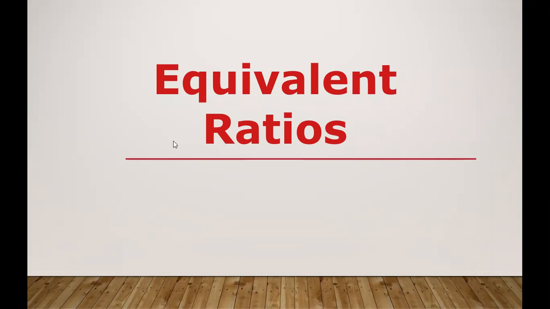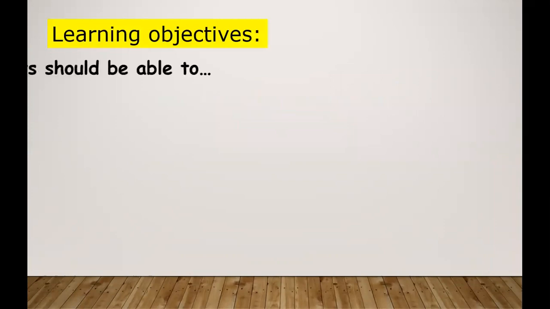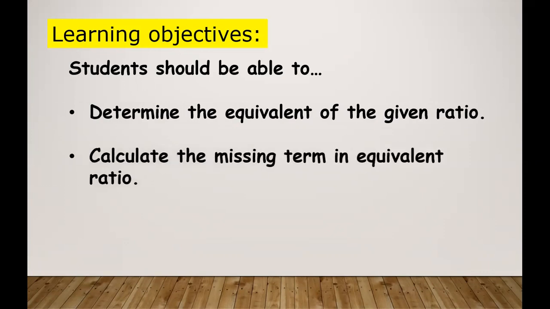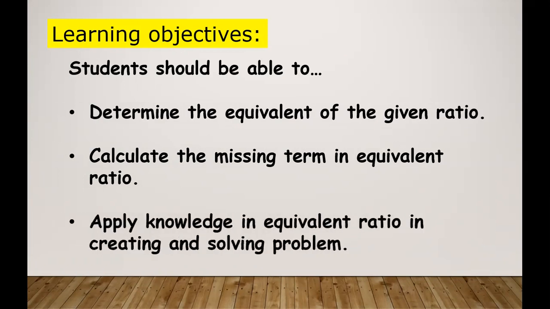Okay, now let's talk about our learning objectives. You should know how to determine the equivalent of the given ratio, or find the equivalent of the ratio. Also, calculate the missing terms or missing numbers to complete the equivalent ratio, and apply this knowledge to solve word problems.